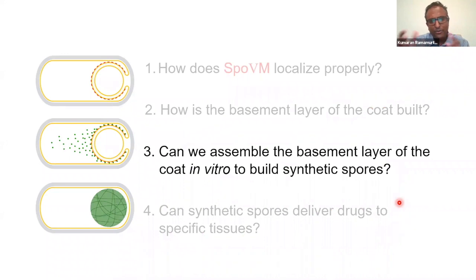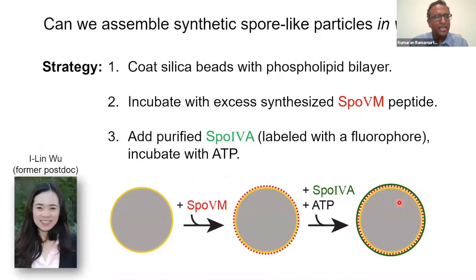So now we've got these two components. You've got the first protein that localizes by curvature. The second protein comes in and hydrolyzes in a very unusual way. We wanted to know if we can go ahead and assemble the basement layer of the coat in vitro to build these synthetic spore-like particles. So this is Elin Wu. She's a former postdoc in the lab who was trained as a chemist, who's now working for Thermo Fisher in the Bay Area as a scientist.